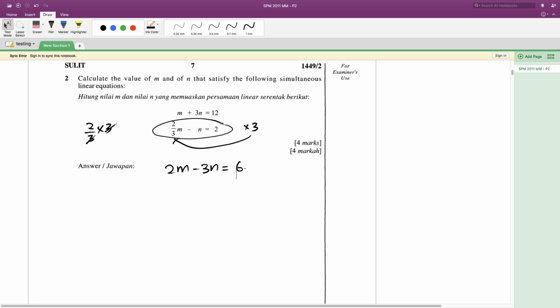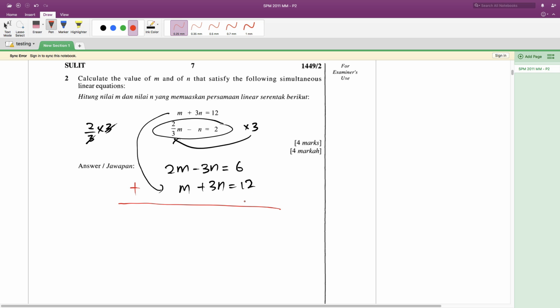Okay? Then what I will do is I will copy down the second equation, go down. So m plus 3n equals to 12. And both also have 3n, so I will use the elimination method. In order to eliminate them, I cannot use minus. If I use minus, negative 3n minus 3n, you have negative 6n, so you couldn't eliminate 3n. So I will change to plus. Imagine the first equation plus the second equation.